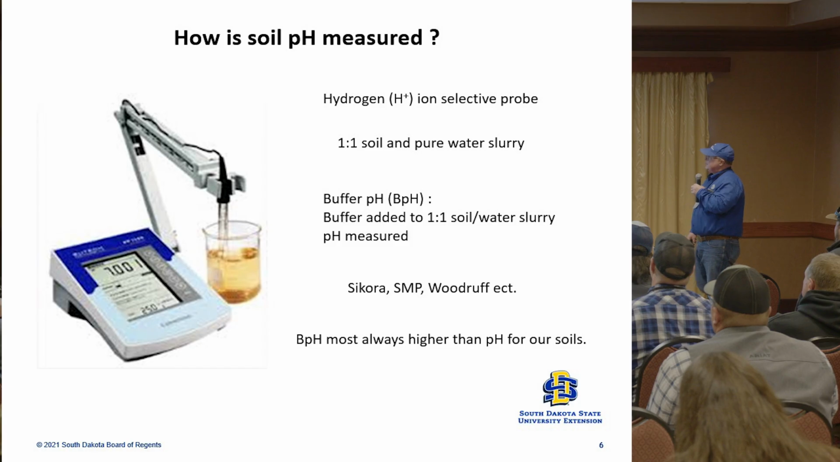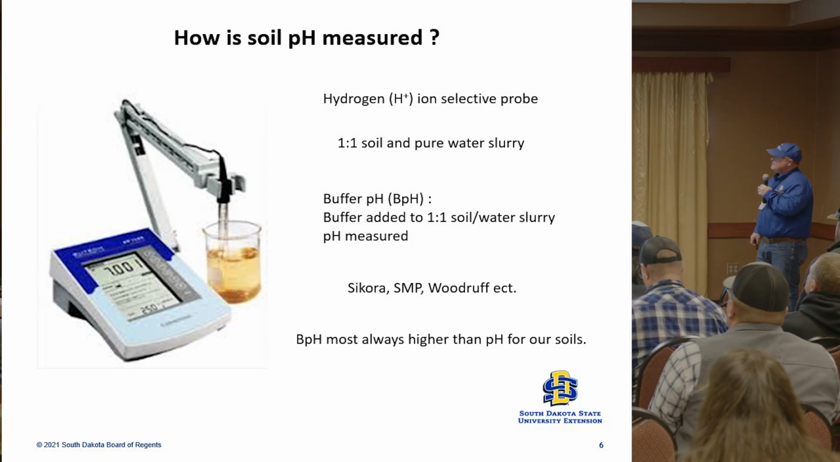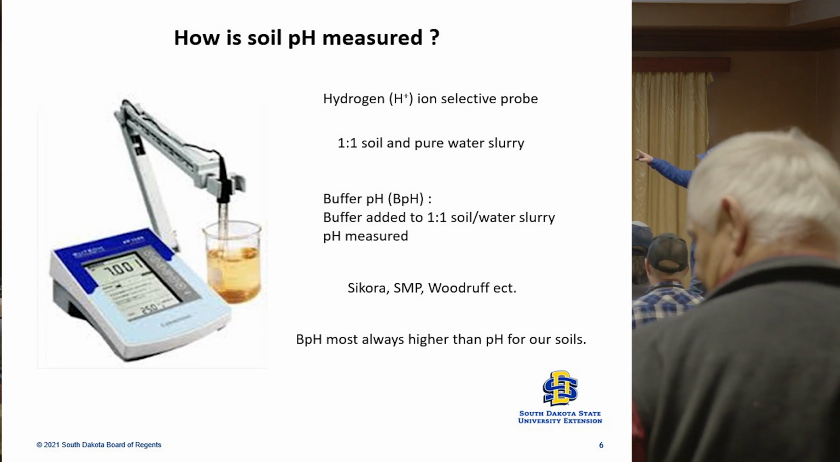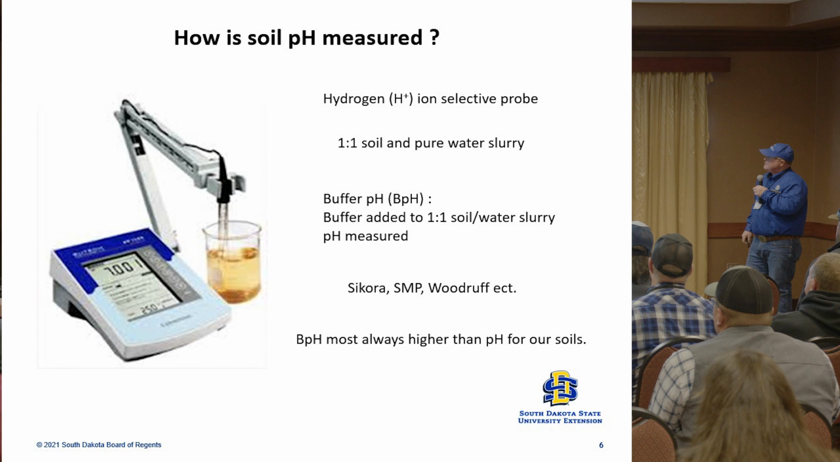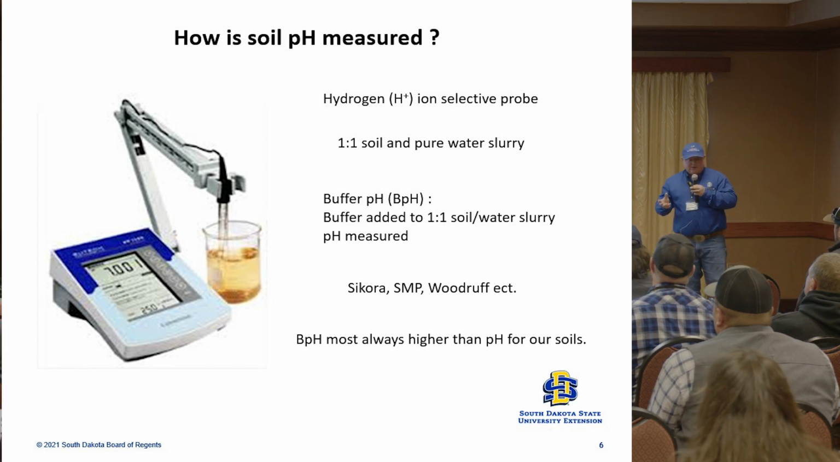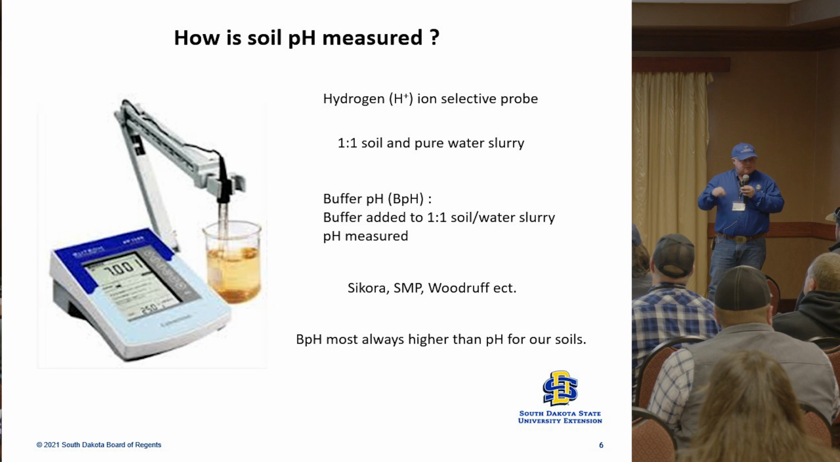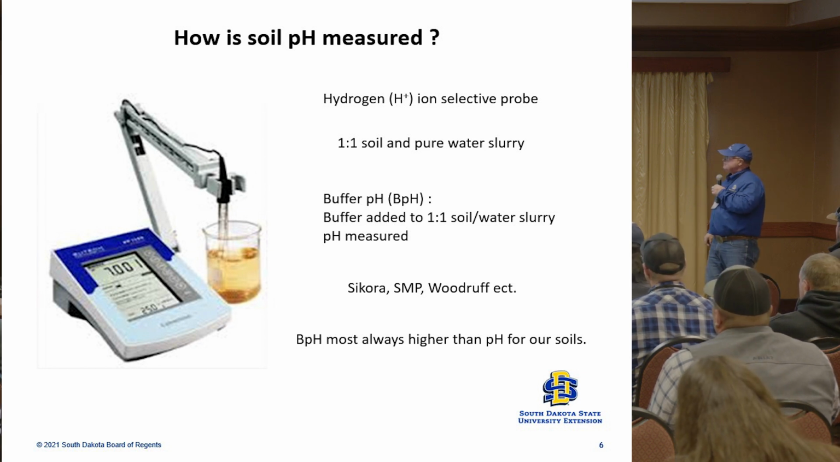How is it measured? You use a hydrogen ion selective probe, and that's what you see there in the beaker. It's designed to measure hydrogen. It selects for that. In soil, we use equal parts of water and soil. We mix that up, stick that probe in there, and measure pH.